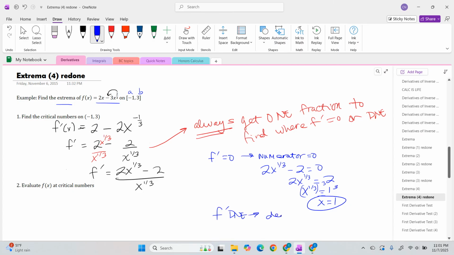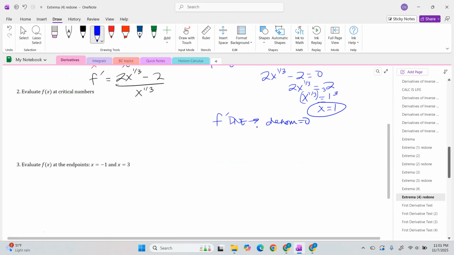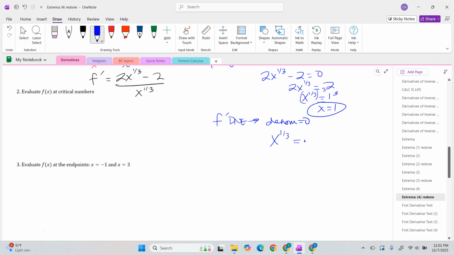And then in order to find where the derivative doesn't exist, I'm going to set the denominator equal to 0. So let's go ahead and do that. I got to scroll up. Okay, so my denominator was x to the 1/3 equals 0. Again, if you cube each side, you get x equals 0. So those are our critical numbers. We have critical numbers at 0 and at 1.